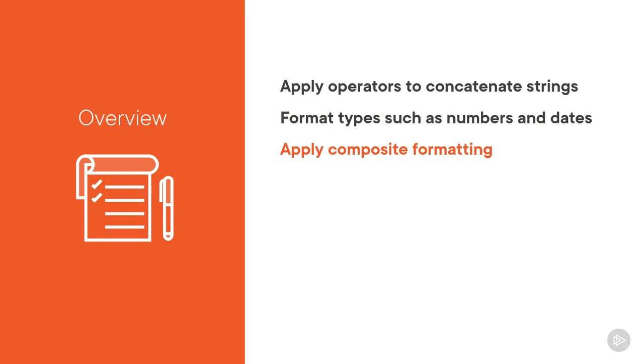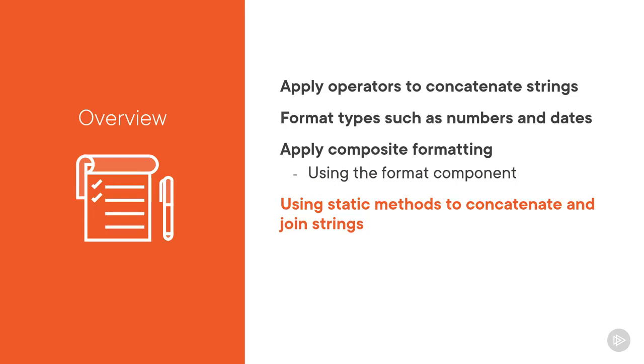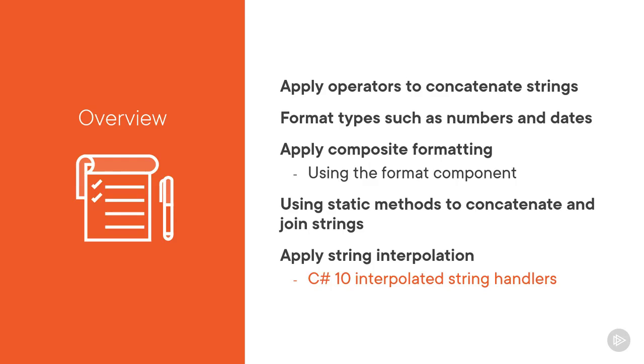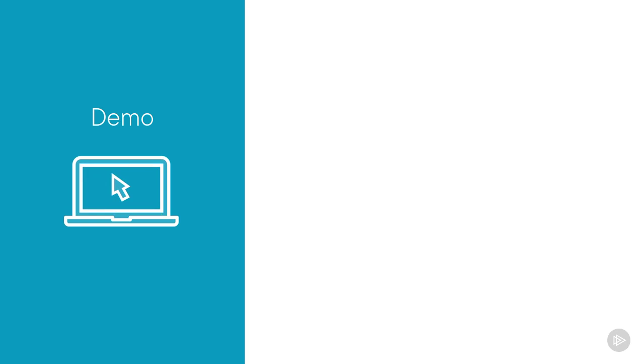We'll apply composite formatting to combine strings and learn about using the format component to control how the value is formatted. We'll learn about static methods that we can use on the string type to concatenate and join strings. And we'll conclude by learning how to use string interpolation to produce more concise, readable code that combines strings. We'll touch on a new concept introduced in C# 10 called interpolated string handlers that avoids common allocations caused when using interpolated strings.